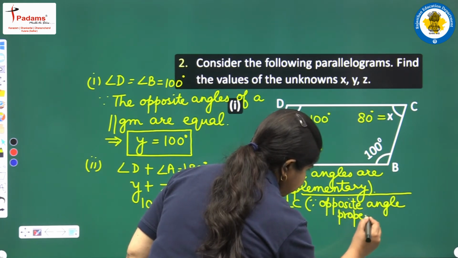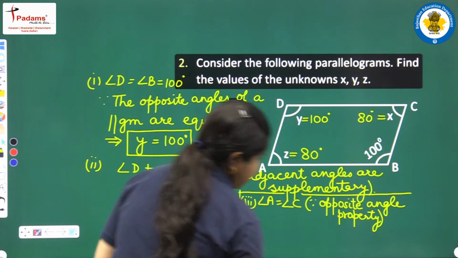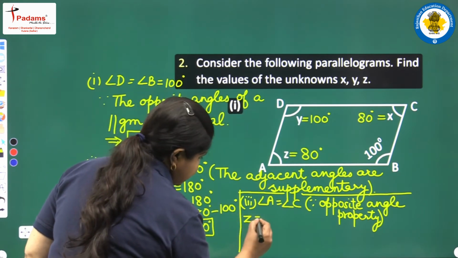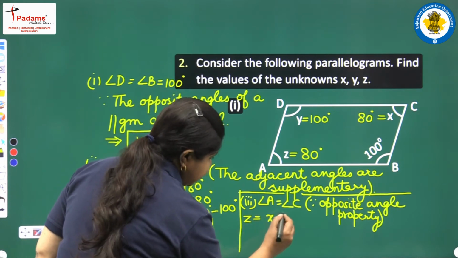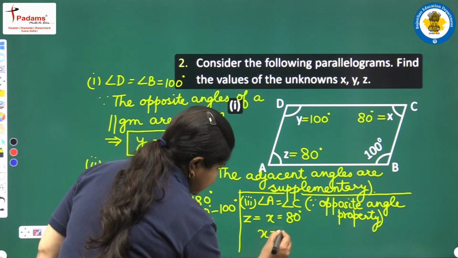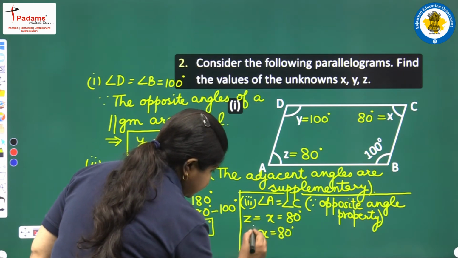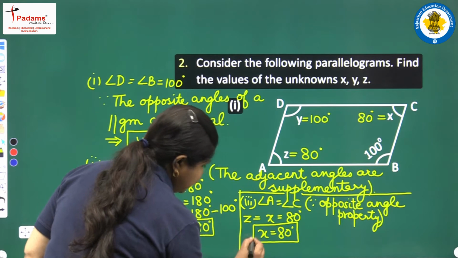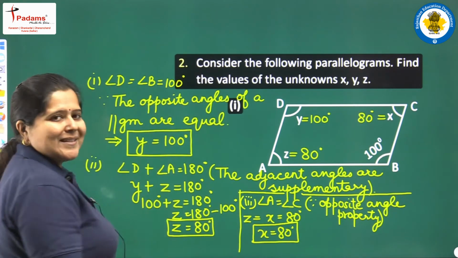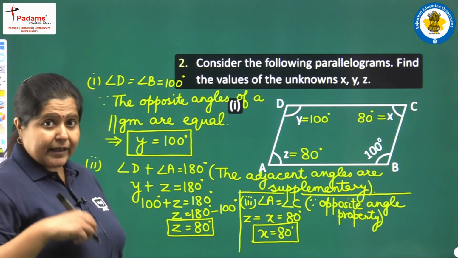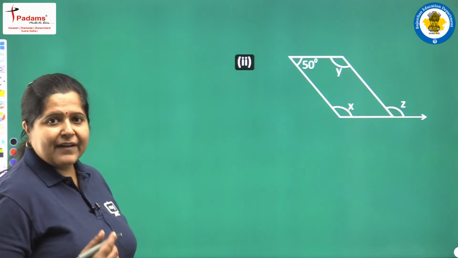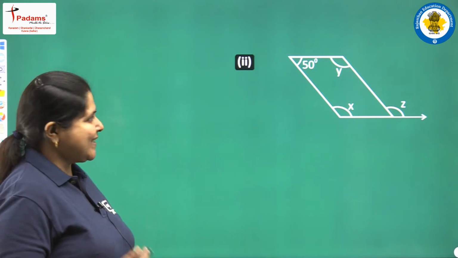Then angle A is nothing but Z, angle C is X, and they both will be equal to 80 degree. This gives us X equal to 80 degree. This is the third value which we were asked to find. So, this is the solution of question number 2. Then we have another part of this one. This figure, again we have to find X, Y and Z.